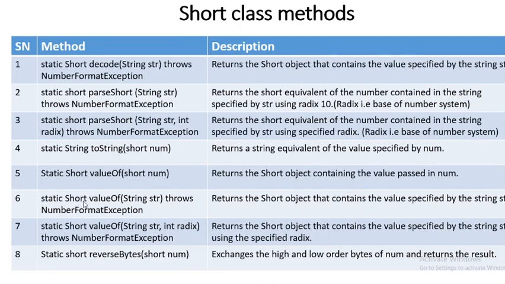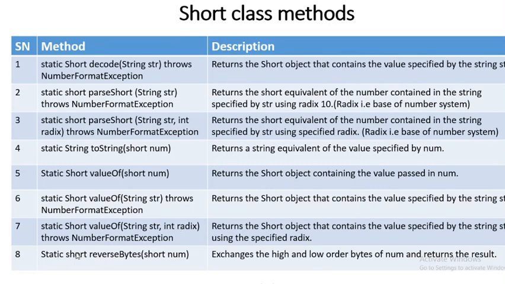Next is Short, return type is Short, valueOf in brackets String str. Whatever string you are giving over here will be converted into a Short object, and if this conversion is not possible, NumberFormatException will occur. Next, return type is Short, name of the method is valueOf, first argument String, second argument integer for radix. So this string will be converted into a Short object by using the radix you have specified, and if this conversion is not possible, NumberFormatException will occur.